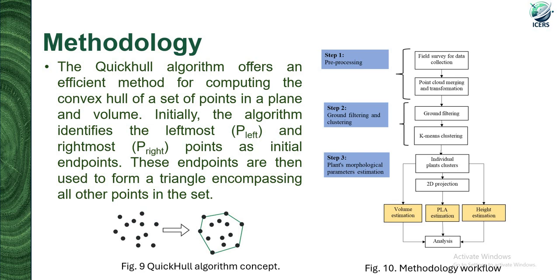Now I will discuss the quickhull algorithm a bit. The quickhull algorithm offers an efficient method for computing the convex hull of a set of points in a plane and a volume. Initially, the algorithm identifies the leftmost and rightmost points as the initial endpoints. These endpoints are then used to form a triangle encompassing all other points in the set.